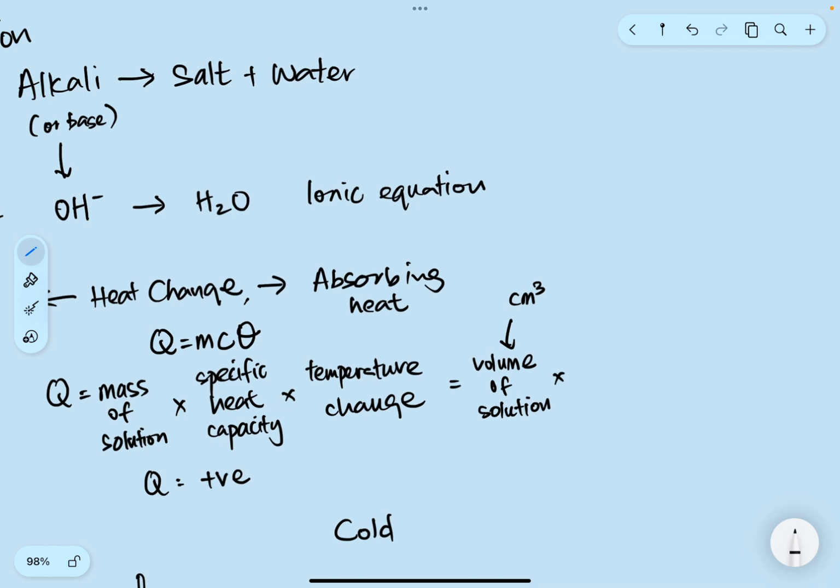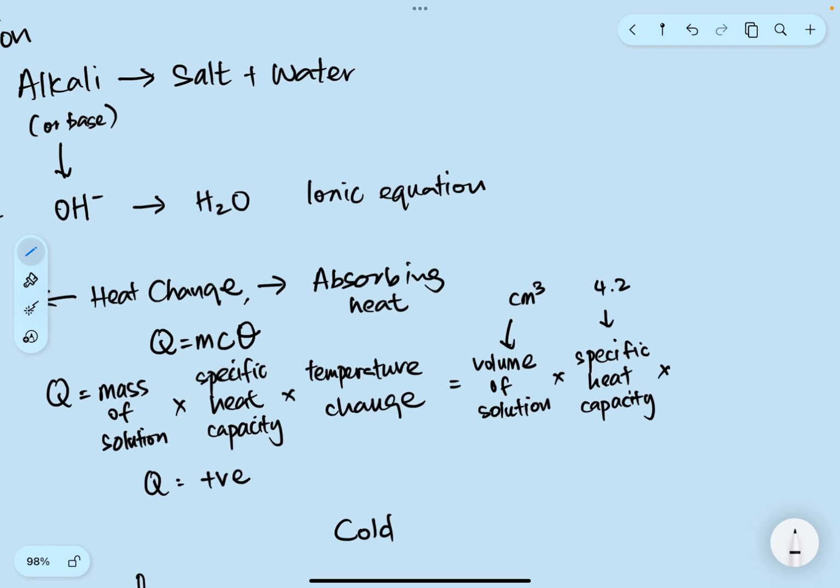The next thing that you need to do is multiply with the specific heat capacity of the solution. Remember, the specific heat capacity of the solution is going to remain as 4.2. One of the questions that suddenly came into my mind is why are we using 4.2? The reason is because we are assuming that the solution has the same specific heat capacity as water, which is the reason we are using 4.2.